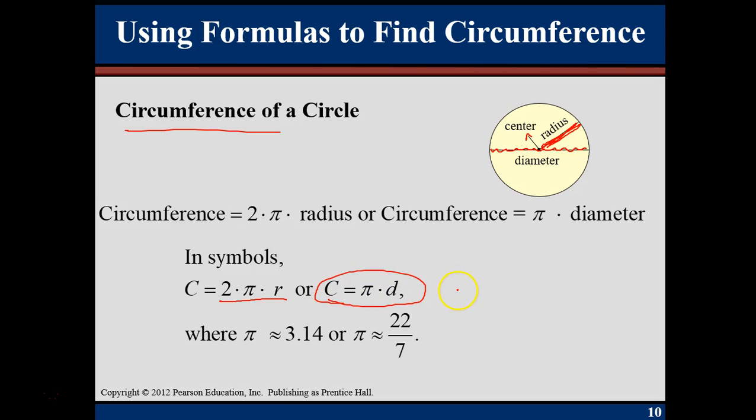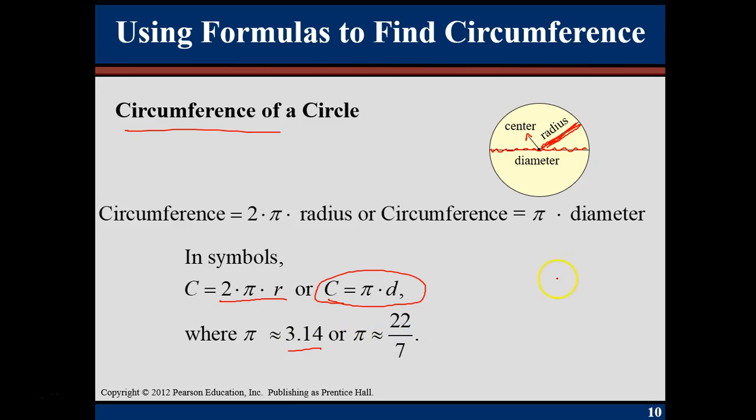Pi is the number of times a diameter will wrap around the edge of the circle, the circumference of the circle, regardless of the size of the circle. It doesn't matter how big or how small, it's always going to take about 3.14 diameters to work around.